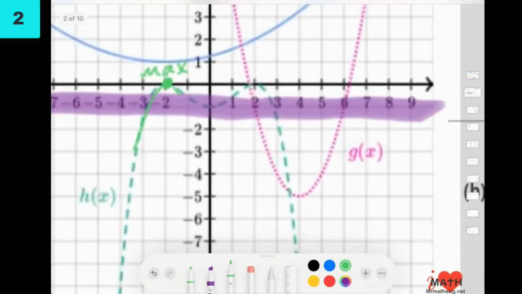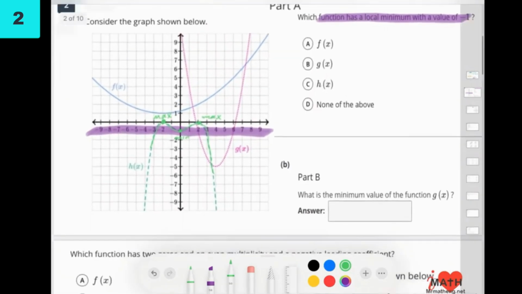And then it goes this way and hits here. This is a minimum. There you have a max. Okay, so that means, which one of these? That would be h of x. Okay, part B. What is the minimum value of the g of x?